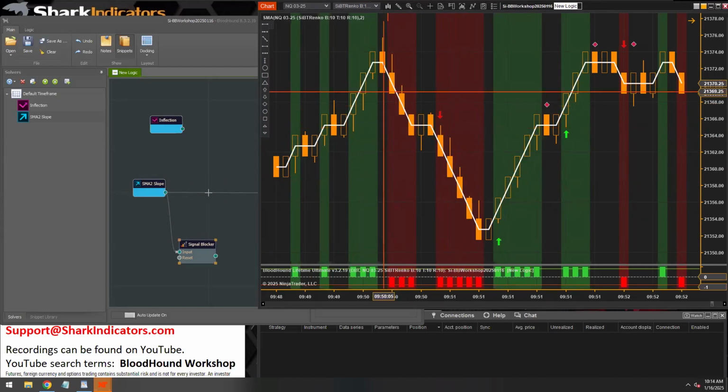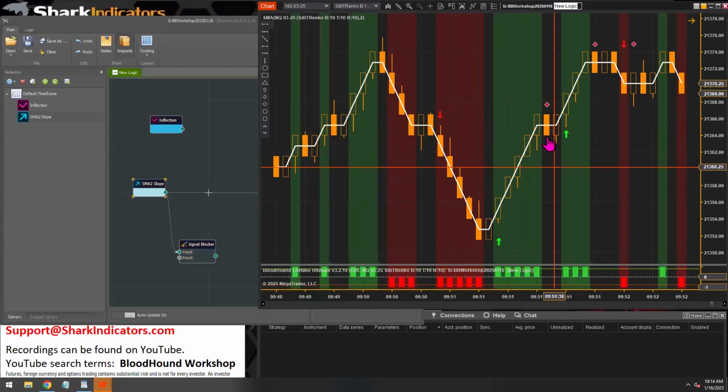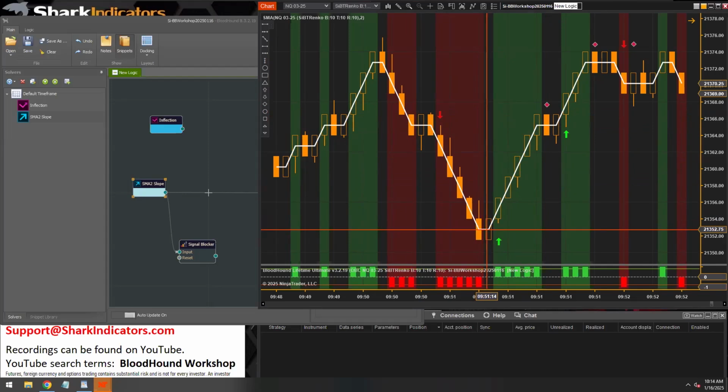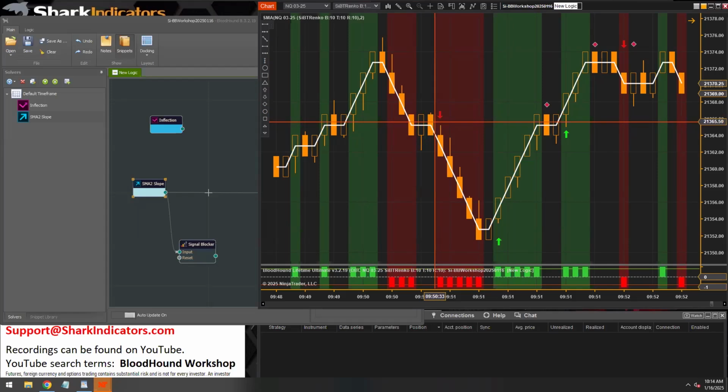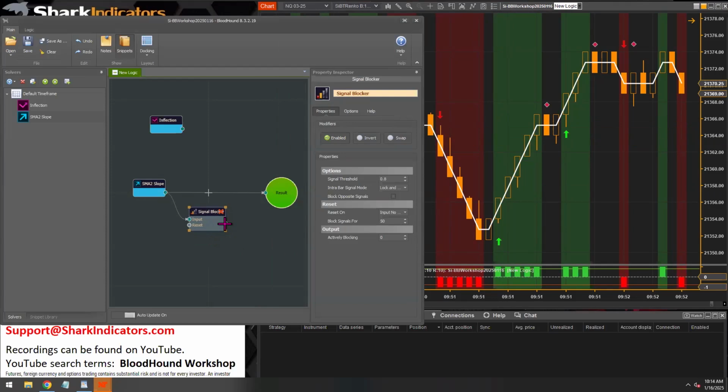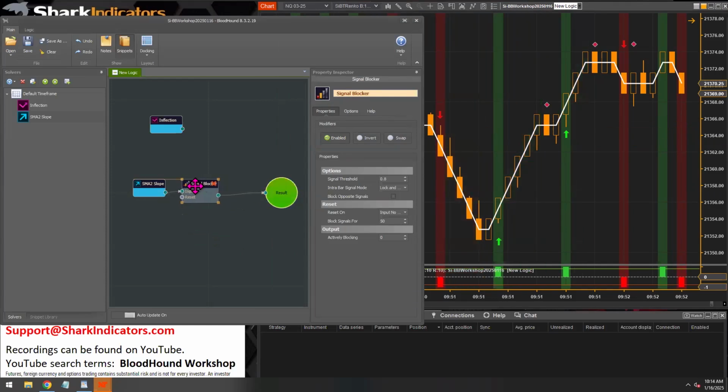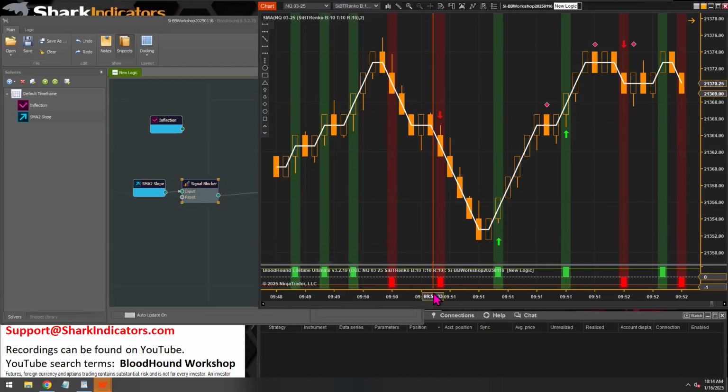And so everywhere that we go flat, right, there is no signal, right? So again, right, we're using a slope solver. So when this SMA goes flat, then there is no slope, so there's no signal. So all of these no signals here, right, are when the SMA goes flat. And so we can use that no signal as the reset for the signal blocker. Right, so let's just connect that up, and there we have it.